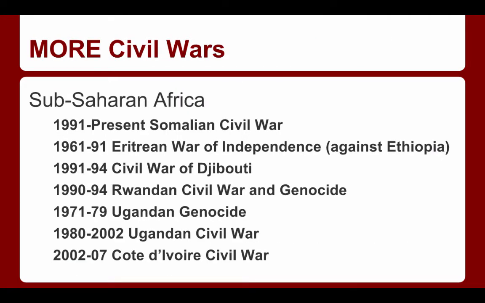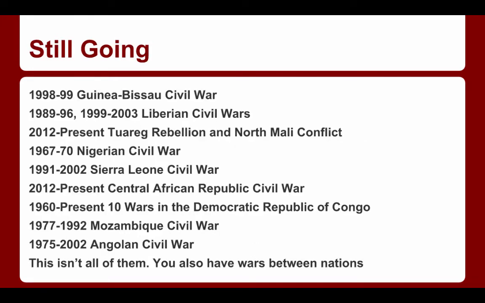Here's more. Somalia is in the middle of like a 5-way civil war. Eritrea, their war of independence against Ethiopia. Djibouti. Rwanda had a civil war and a genocide at the same time. Uganda had a genocide, and as soon as the genocide was done, they had a civil war. And again, you have Guinea-Bissau and Liberia and Nigeria, Sierra Leone, the Central African Republic, which is going on right now. The Democratic Republic of Congo has a war going right now, and they've had at least 10 since 1960. And then also you have an Angolan civil war. And again, this isn't even all of them. You have wars between multiple nations as well.